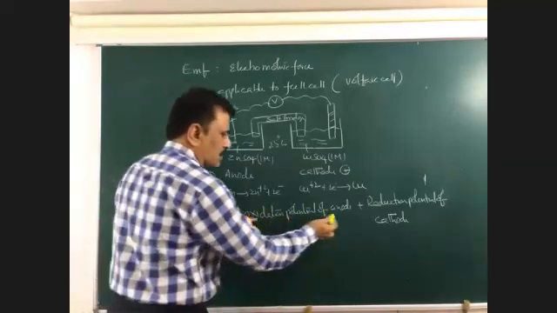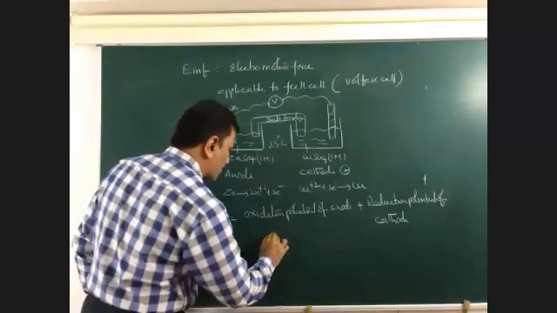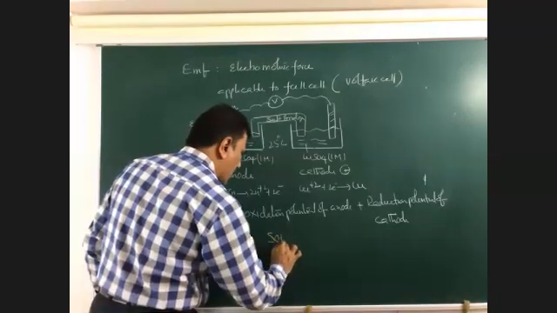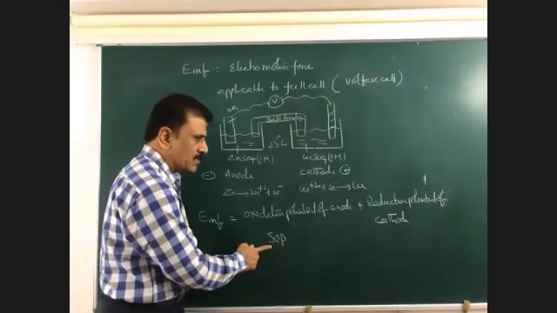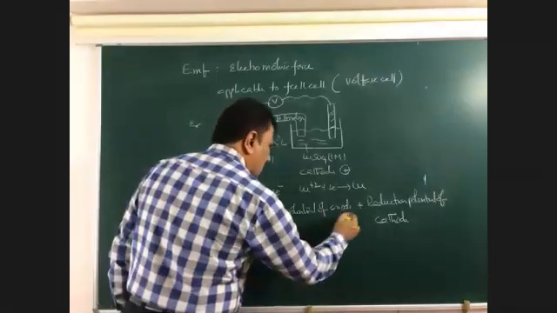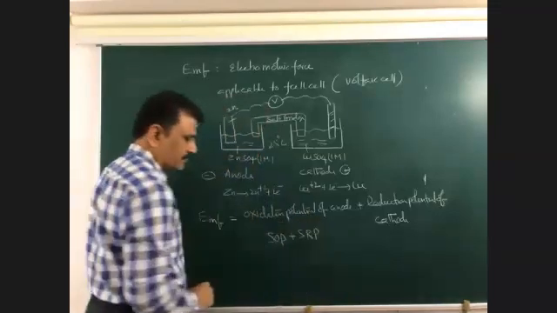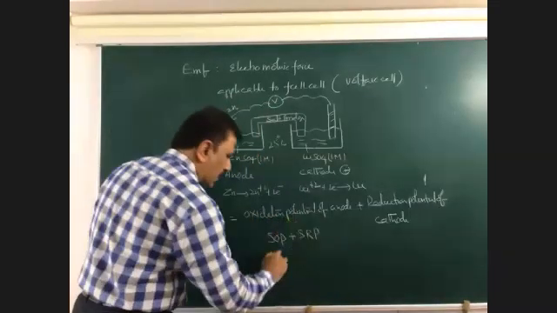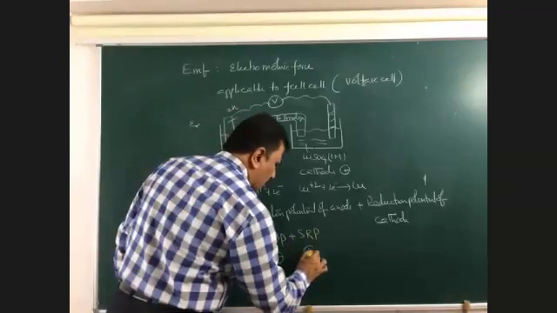So this may be referred to as SOP. Why have I written SOP? Standard oxidation potential. Why standard? At 25 degrees and 1 molar. And this is SRP. SOP of anode, negative plate, plus SRP of cathode, positive plate. This is EMF.